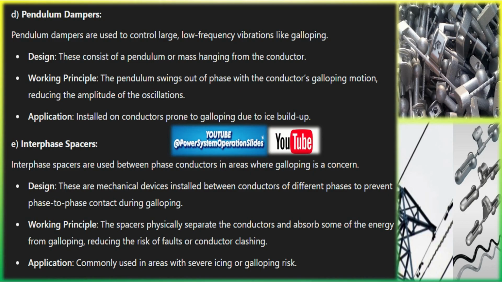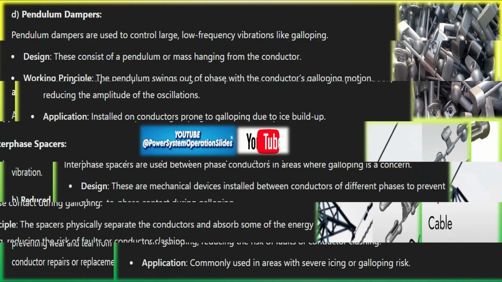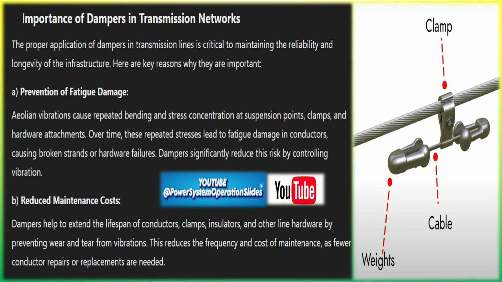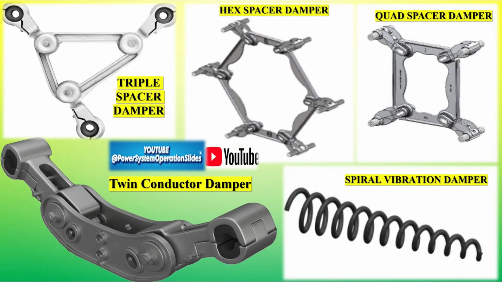Types of dampers. There are various types of dampers used on transmission lines, each with different designs and mechanisms to address specific types of vibration. Stockbridge dampers. Vibration dampers. The Stockbridge damper is the most widely used type of damper for Aeolian vibration. It was invented by George H. Stockbridge in the 1920s. Stockbridge dampers consist of two small masses, usually metal weights, attached at each end of a short length of steel strand cable. The steel cable is clamped to the conductor.